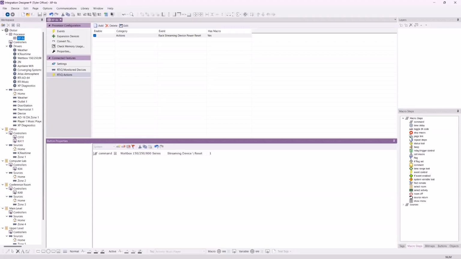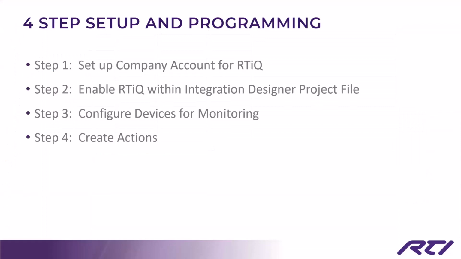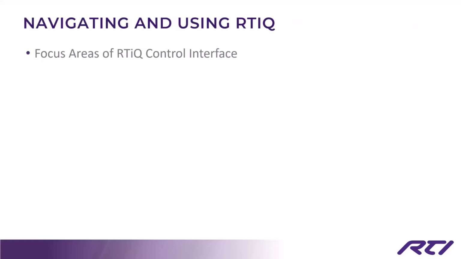So let's keep going here, and let's talk about the next part of this. We've talked about the first two, which is the overall features, and then we've talked about setting up your devices and setting up your account, setting up the program file, and being able to create those devices and those actions, monitoring those devices and actions. But now you need to understand how to get to there, how to use the RTiQ control interface to be able to monitor the project itself.